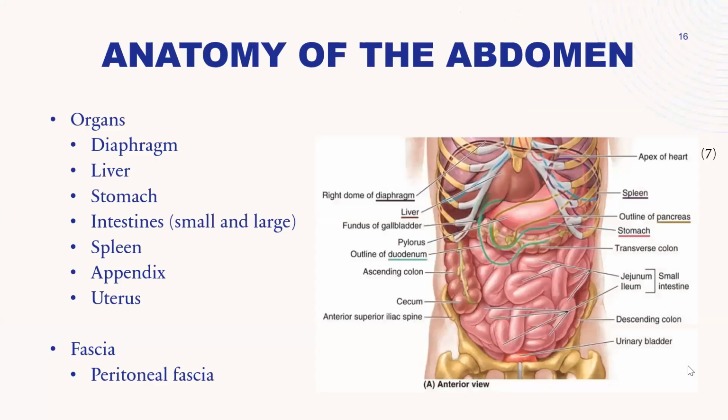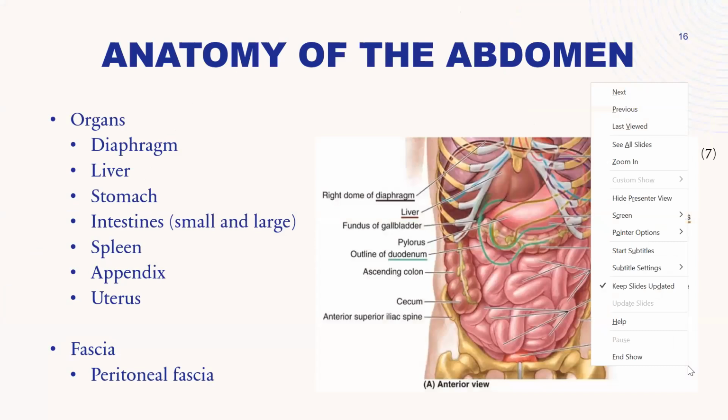So first, we're going to go over anatomy of the abdomen. The abdomen houses all of our major organs, which includes the diaphragm, liver, stomach, pancreas, kidneys, ureters, adrenal glands, small and large intestines, spleen, appendix, bladder, and uterus. Within the abdomen, we also have fascia.